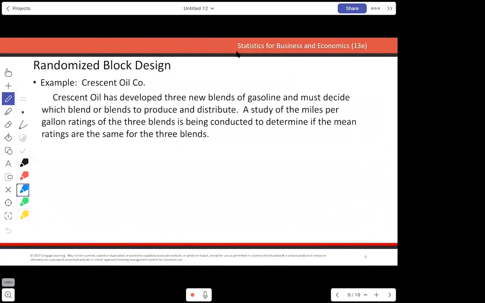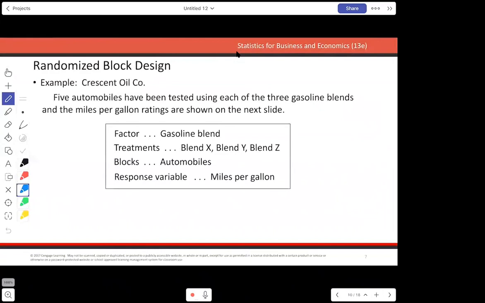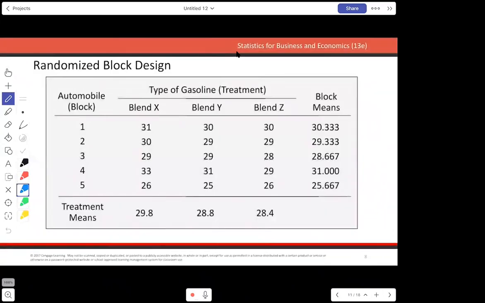Interesting. Those 3 blends could be your regular, plus, and supreme. Same basic idea that we were discussing. They just call them blend X, which we could change to regular, blend Y, plus, and blend Z, supreme. And then the blocks are the automobiles. So I guess we've already kind of gone through the context here.